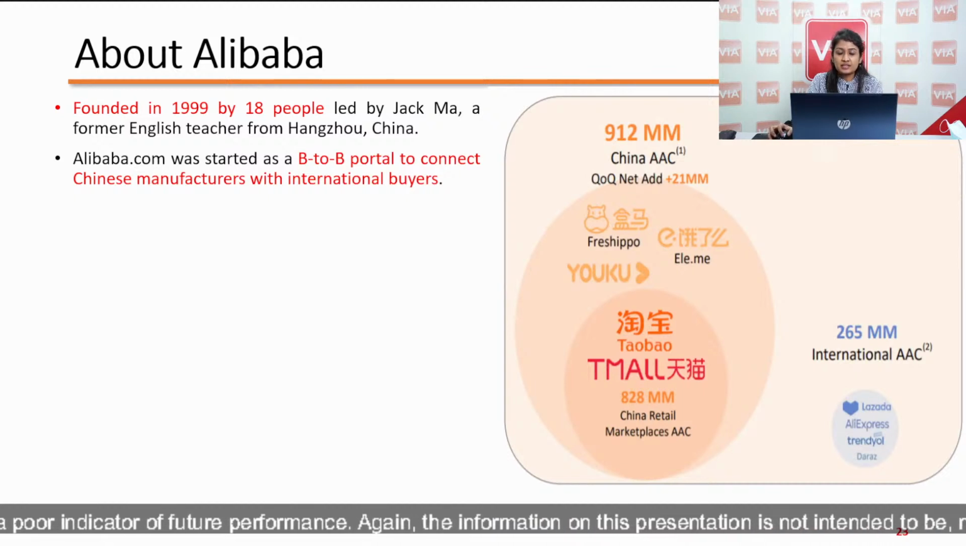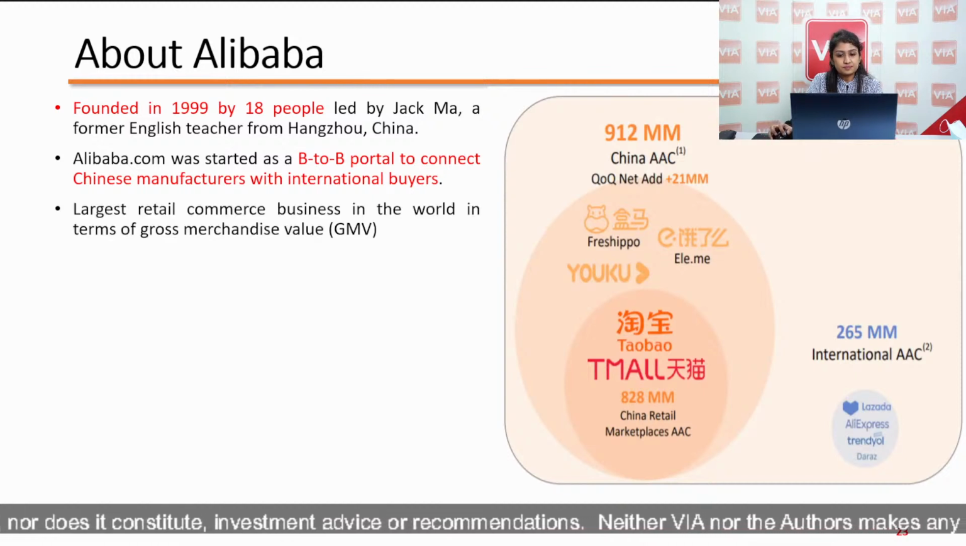Alibaba.com was started as a business-to-business portal to connect Chinese manufacturers with international buyers. Today, it is one of the biggest companies in China, providing a range of platforms and services. It is the largest retail commerce business in the world in terms of GMV, which is gross merchandise value. It means the total value of the merchandise sold on a platform during a given period. It is commonly used to evaluate e-commerce companies.